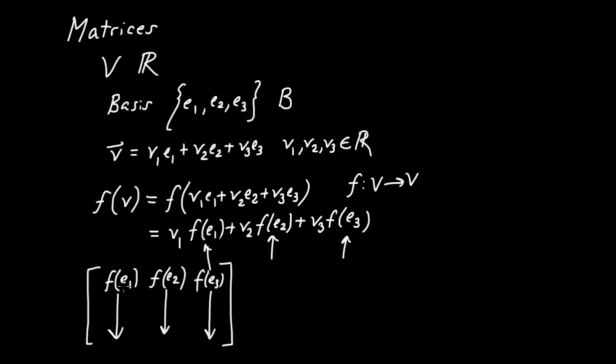So you can see that the first column records how f operates upon e1 and lists the coordinates in this basis. The same for f of e2. It lists the coordinates of f of e2 in the basis b. And similar for the third column. So we have the first column, second column, and third column recording how f acts upon the first, second, and third basis vector respectively.